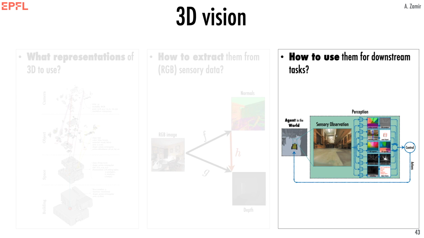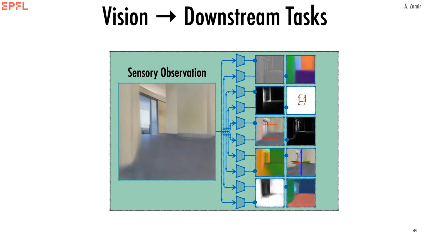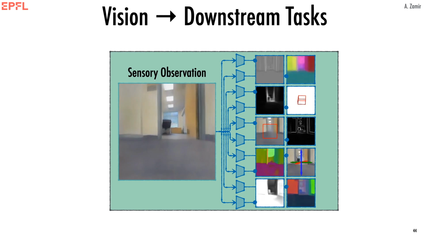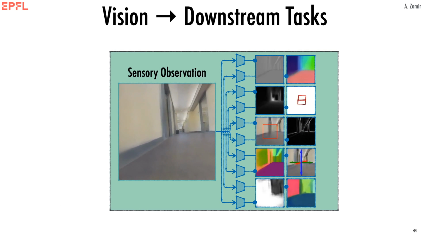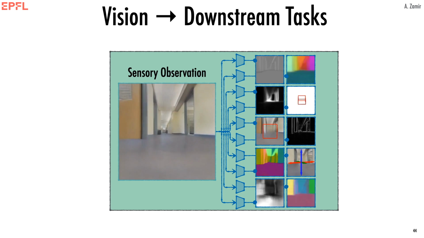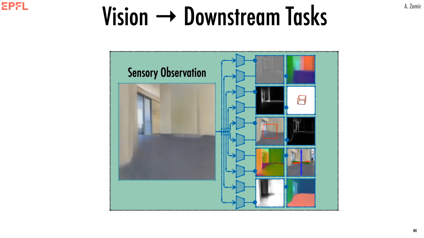Okay, and finally some words on how to use this information for downstream purposes. So far what we discussed was how, given an image, we can extract multiple visual cues out of it. But vision is usually a service in support of some downstream goals. So we need to relate these visual abstractions to downstream goals.